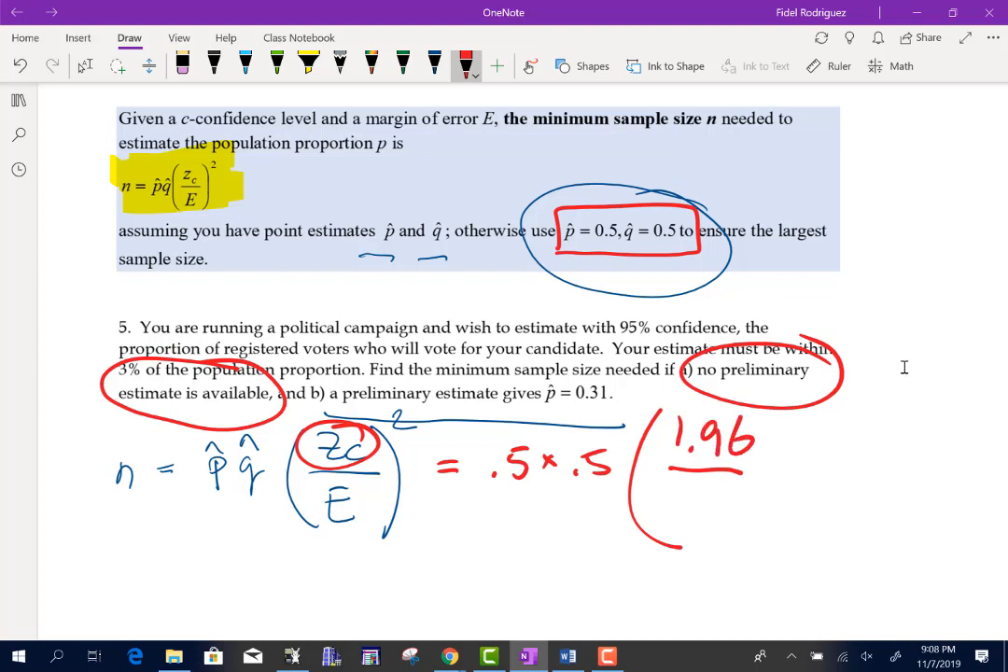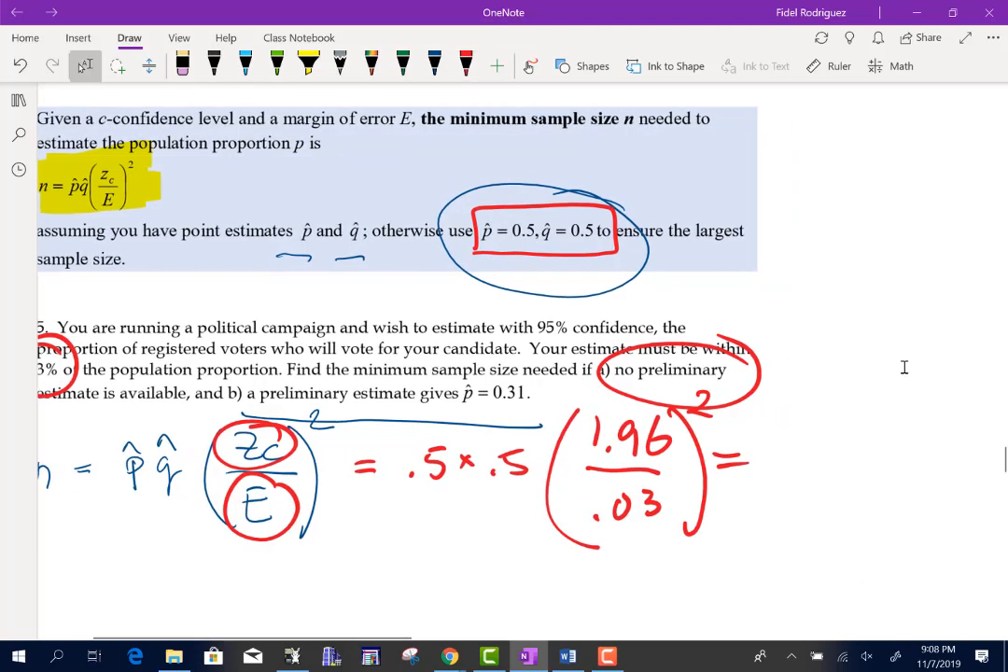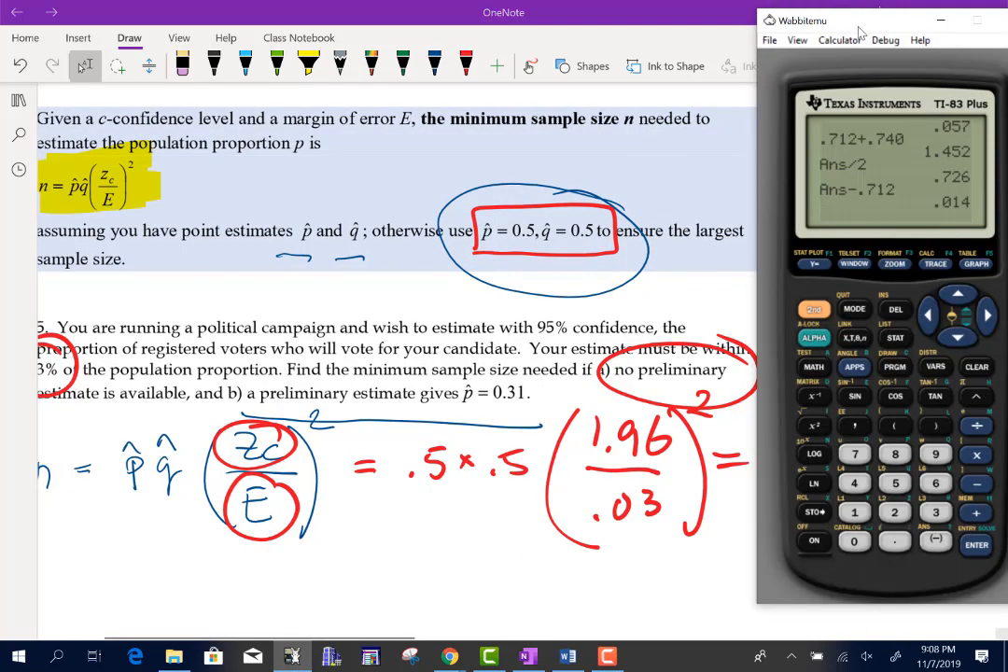Now, guys, my error is going to be, sorry, let me get rid of some of this red here. My error is going to be the 3% of the population. How would I write 3% as a decimal? 0.03. Okay, now this is going to be squared. So guys, we're going to do this on our calculator, and we're going to do it just like we were doing the other problem. So let me grab my calculator right here.